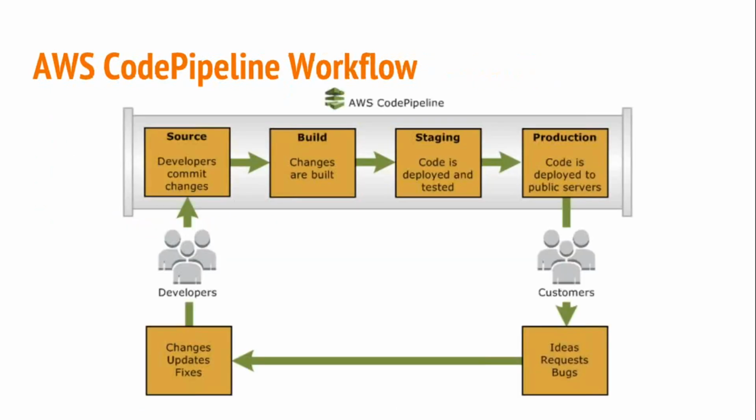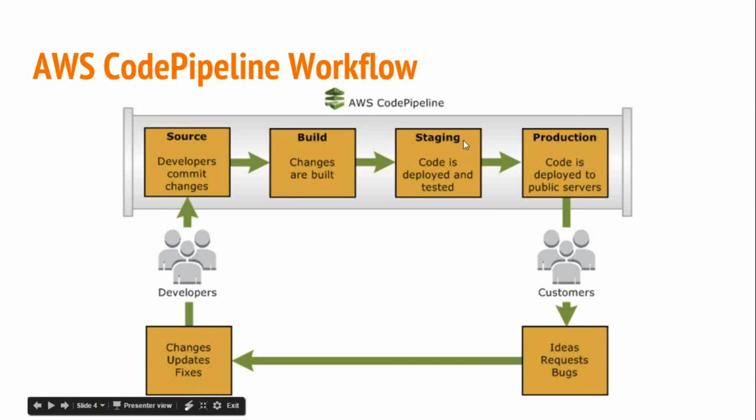So basically this is the AWS CodePipeline workflow. Generally, developers will check in their changes to GitHub, AWS CodeCommit, or different version control systems. Once the developer checks in their code, a build will automatically initiate. Once the changes are built, the code is deployed and tested in the staging environment, and once staging is completed, next it will be pushed to production.